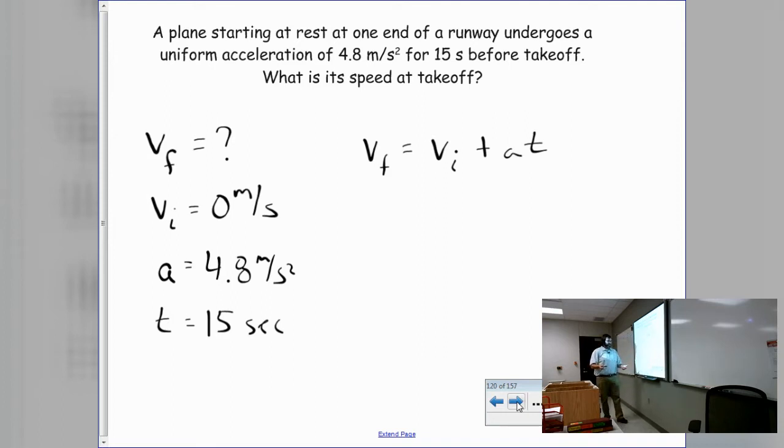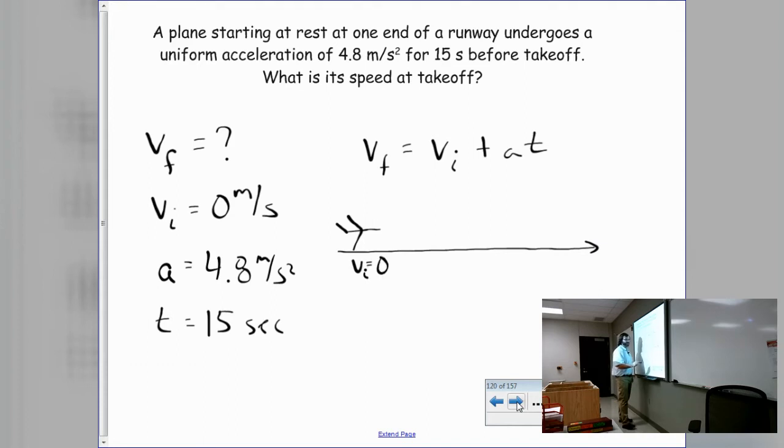I could draw a diagram of this as well, in which case I'm not a very good drawer, but here's my airplane, and it's going down our runway. I can label and draw it. Some people are very good at visualizing, but sometimes a diagram does help. So our initial velocity is 0. Our final velocity is what we're looking for. Moving in the positive direction, our acceleration is to the right, and the velocity is also to the right, so that way it lines up. We don't have something slowing. This is an example of some object speeding up.